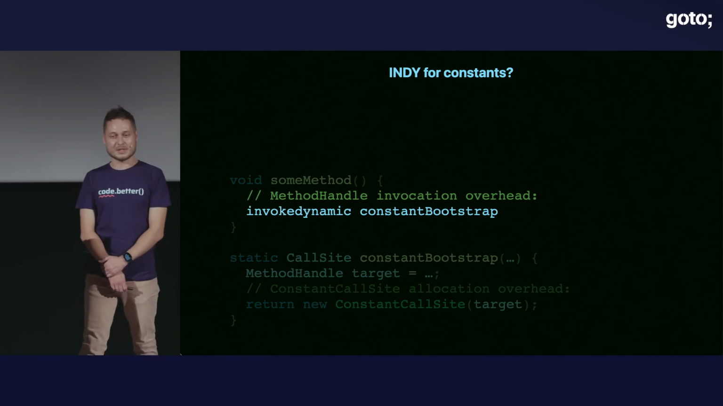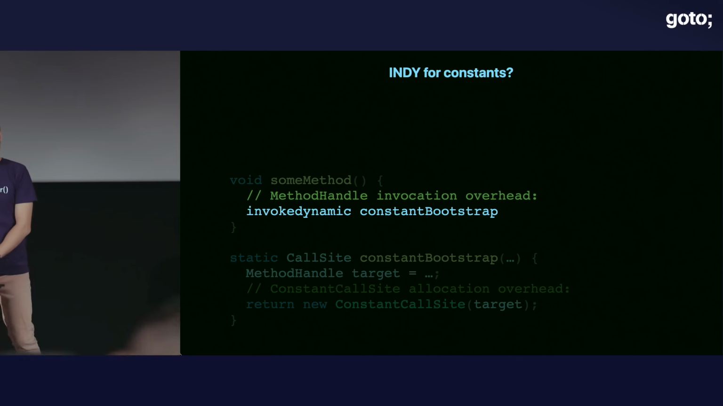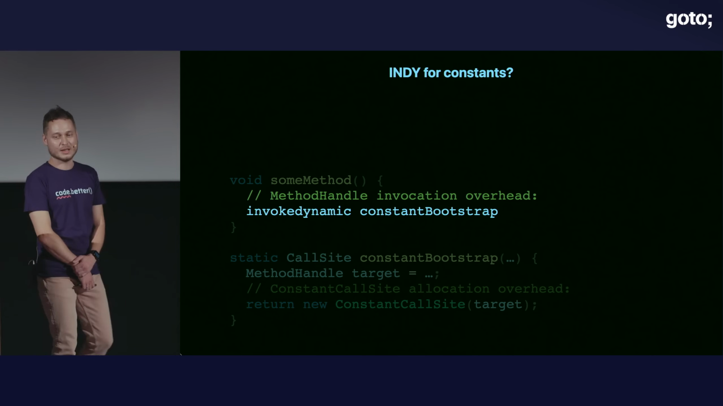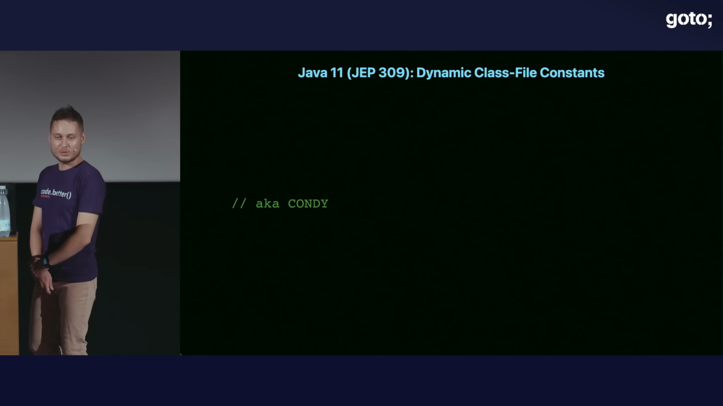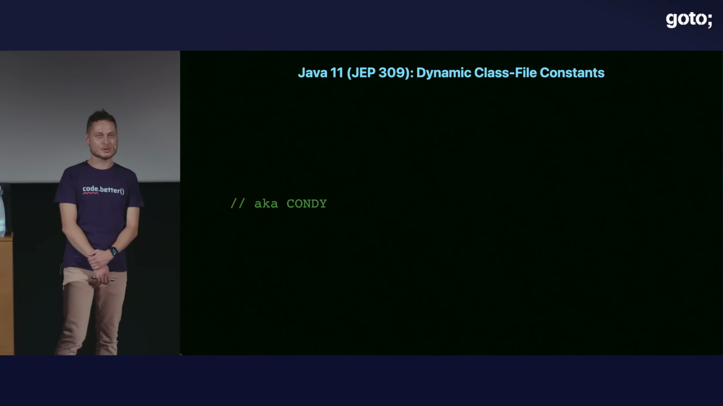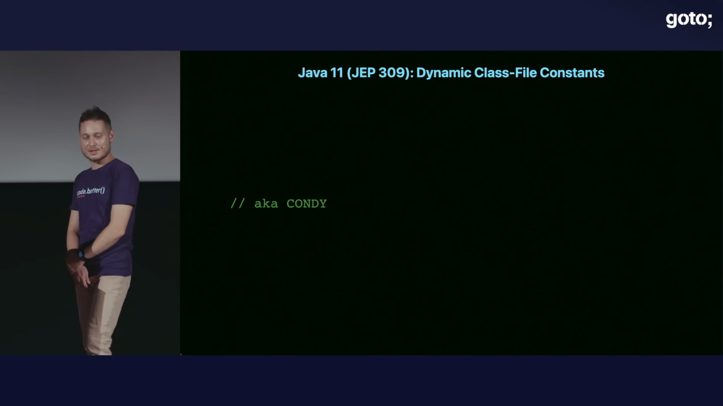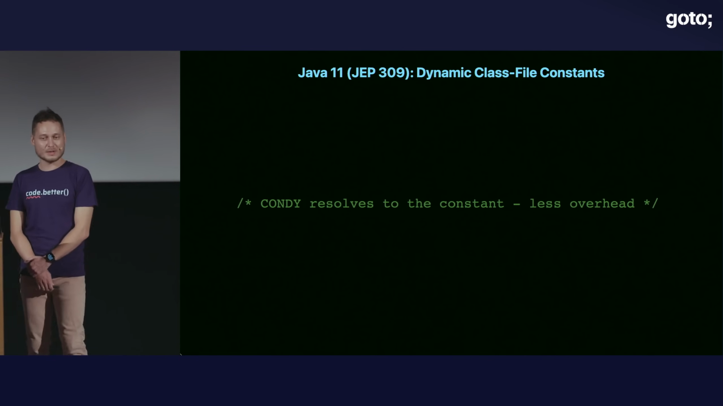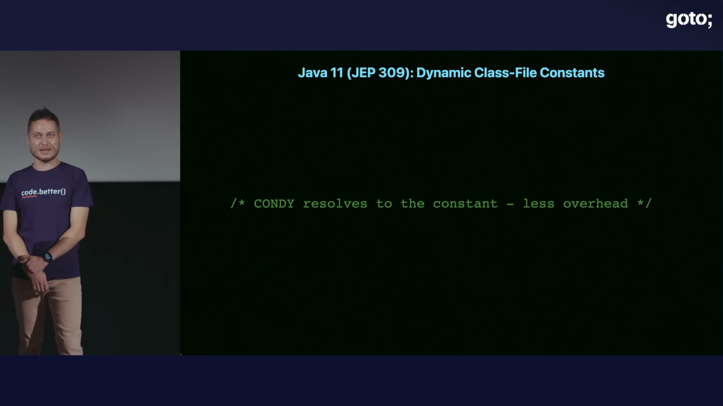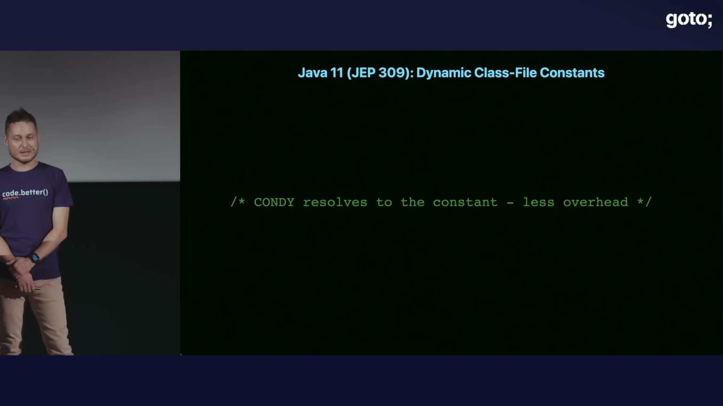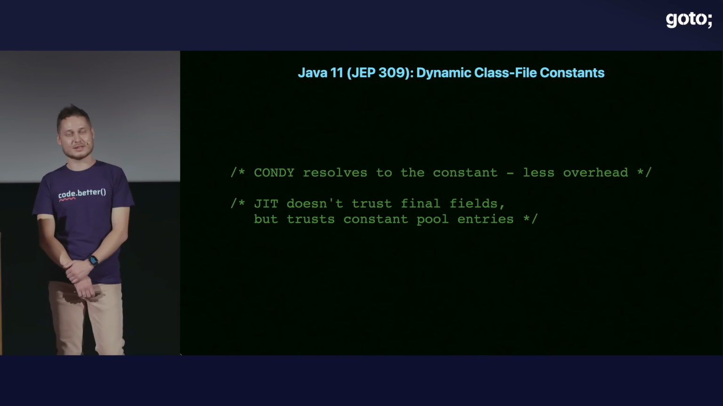Well, there is a method invocation overhead. So for constants, it's not that nice to use invokedynamic. And here we go. A new JEP appeared in Java 11, also known as CONDY, dynamic class file constants, that solves these problems. With dynamic class file constants, we get a real constant. It is less overhead.